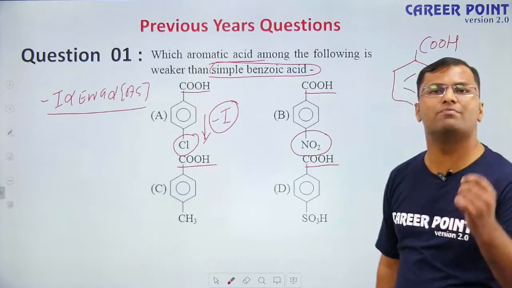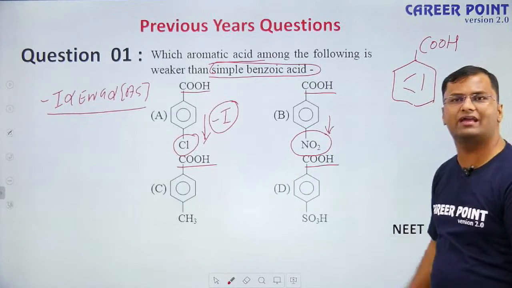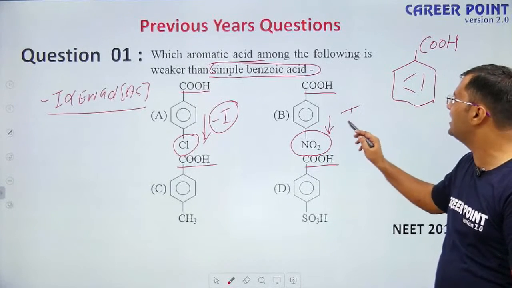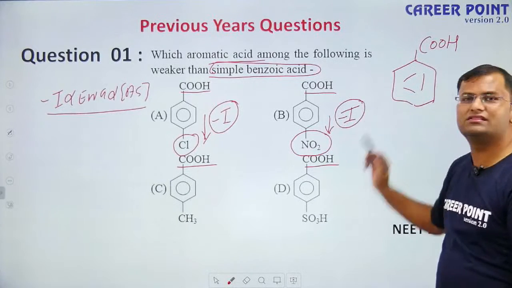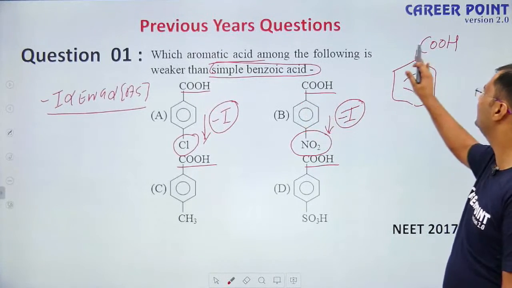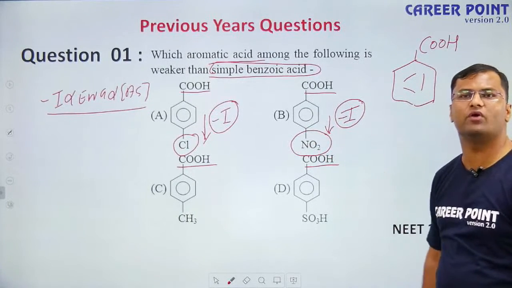Now, here is the nitro group. As per our series of minus I, we can say that this also has electron withdrawing capacity. So it withdraws the electron and increases the what? Increases the acidity of the compound. Means this compound is more acidic than this COOH one, because this is attached to an electron withdrawing group.